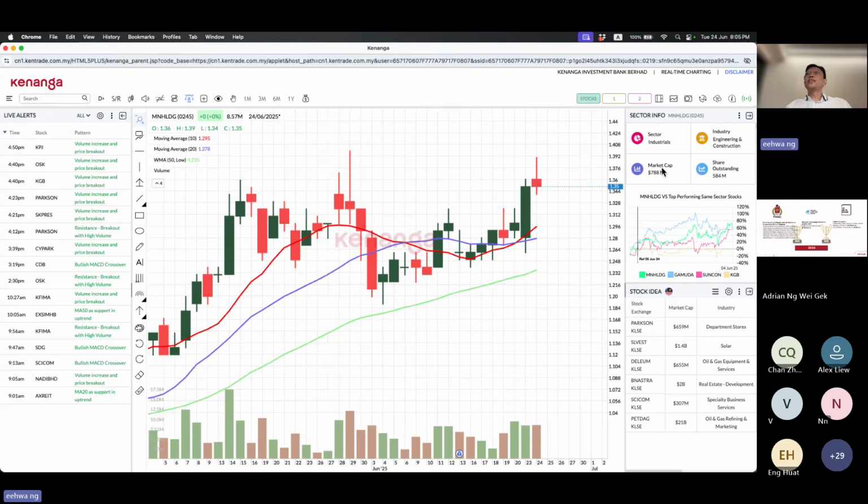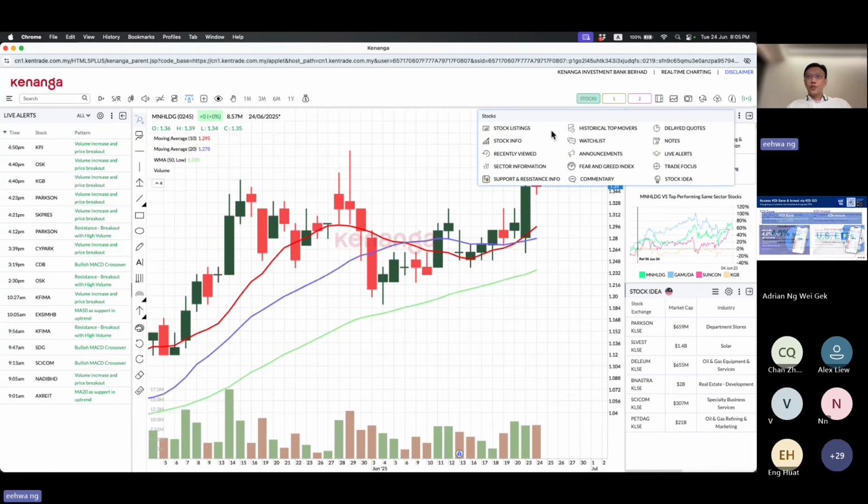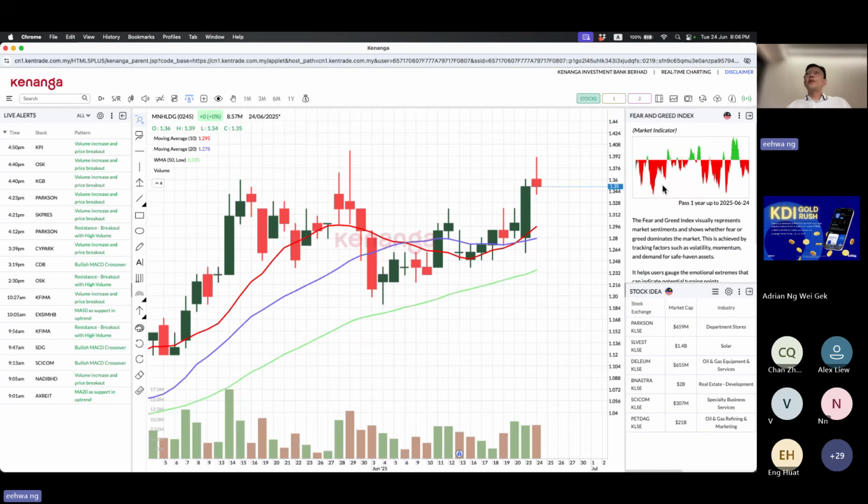Okay, so for example, sector information. Now, for this particular sub panel, there are 3 dot menu over here. If you click on it, guys, what you will see are all the other features that you have in the platform. I'm going to show you some of the more key features that can help you in your trading. Number 1, every week at least you come and check this one time.